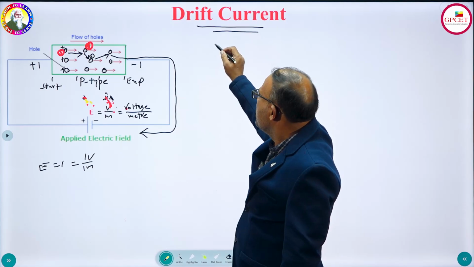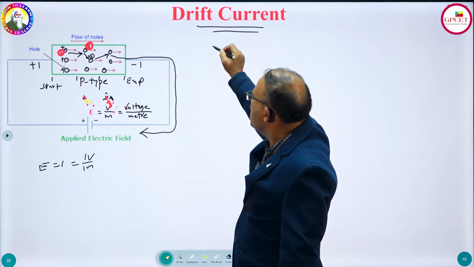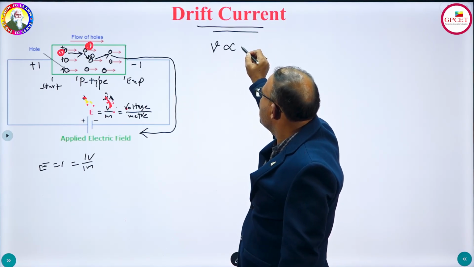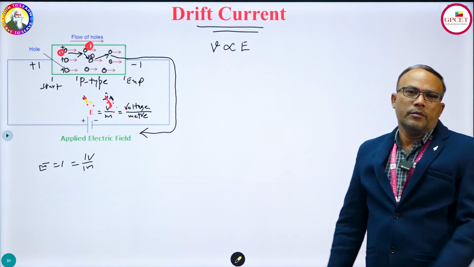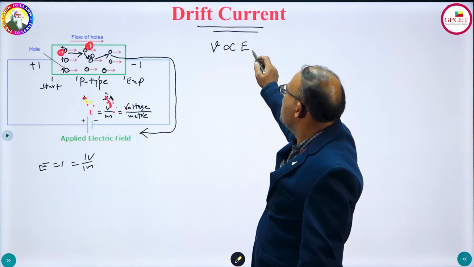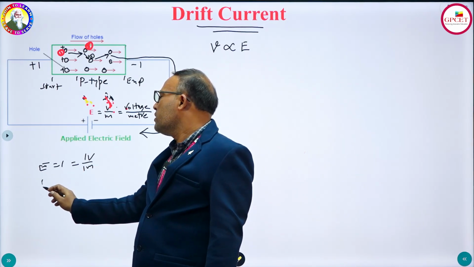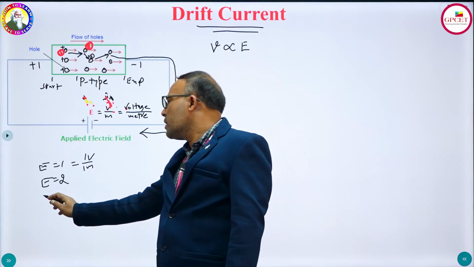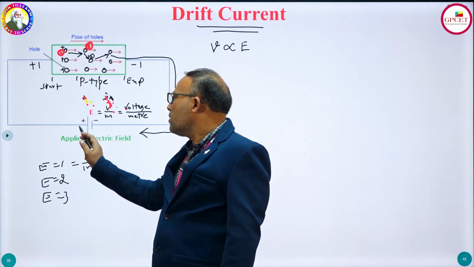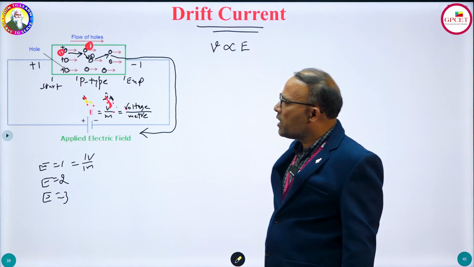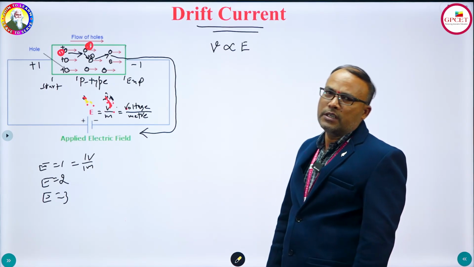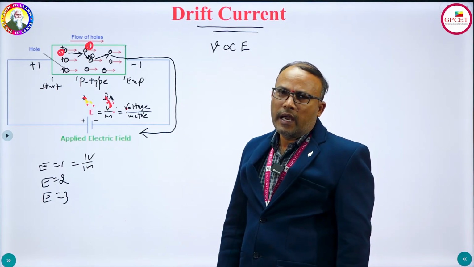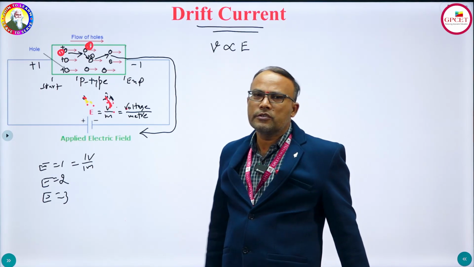First equation: as you know, drift velocity has happened in this semiconductor. I can say drift velocity V is directly proportional to electric field intensity E. Previously I applied only E equal to 1; if I increase E to 2, the velocity of the hole will increase, and if I apply E equal to 3, again the velocity of the charge carriers increases. So drift velocity is directly proportional to electric field intensity E. As E increases, drift velocity also increases.